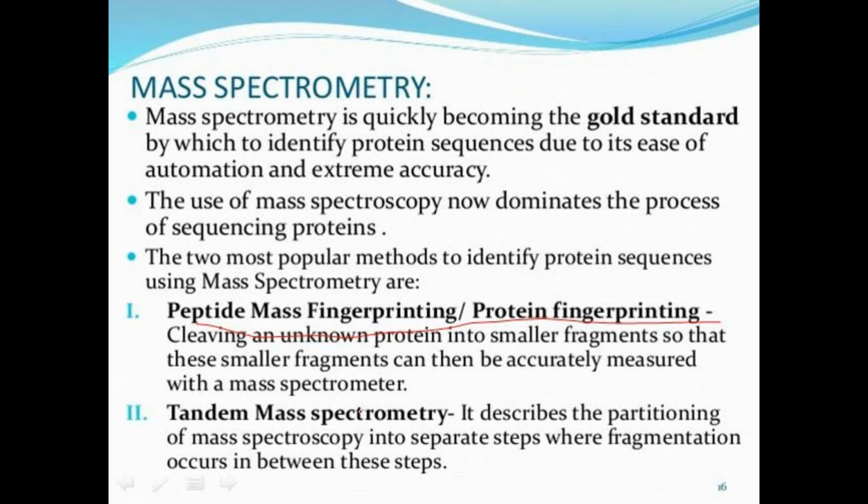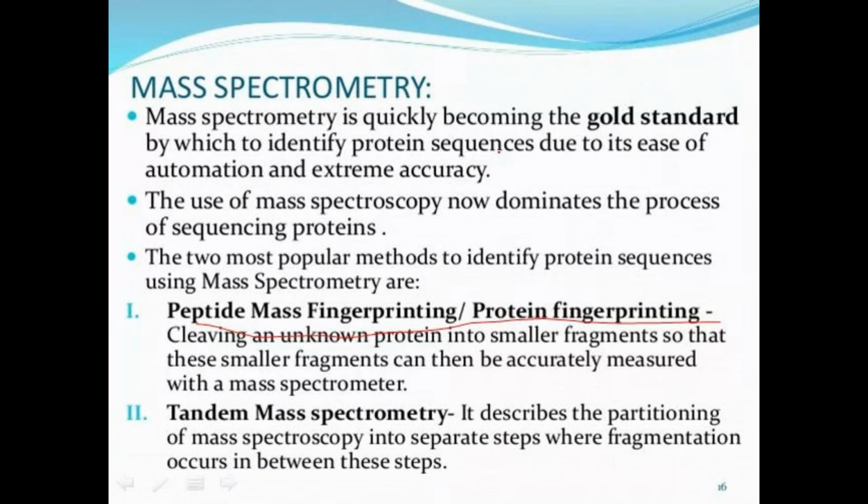Protein fingerprinting. The process involved here is that the unknown protein molecule is first cleaved into smaller fragments, and these are measured using the mass spectrometric technique. Another technique is tandem mass spectrometry, which describes the partitioning of mass spectrometry into separate steps where fragmentation occurs in between these steps.